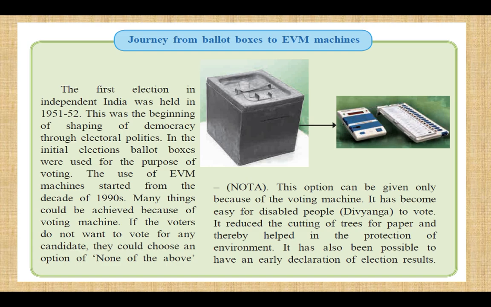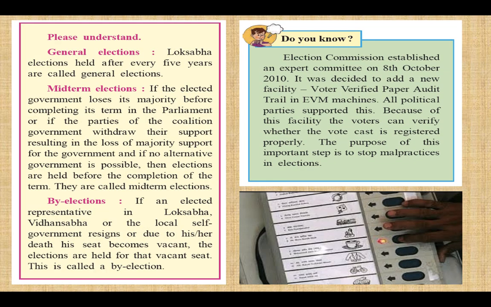It reduces the cutting of trees for paper and thereby helped in the protection of the environment, because before, you remember, they used to have slips that were given to them and they had to go and place it in the box. With this, it is all electronically done and each vote is counted. It is also possible to have an early declaration of election results, because the machine counts the number of votes that have been cast by people for each candidate, so it becomes easier to declare the results earlier as well. Now these are certain facts that you need to understand in order to get a more clear view of what happens during elections or what the voting process is.